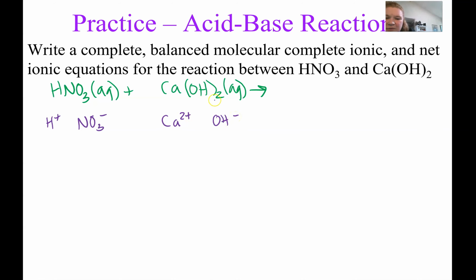Now notice that I don't care that I have 2 hydroxides up there. I'll take care of that when I'm balancing the chemical equation, but as of right now, it doesn't matter how many we have. We just want to know what we have and what their charges are. So my calcium is going to get paired up with my nitrate. My hydrogen is going to get paired up with my hydroxide. And for right now, I'm going to write it as that.